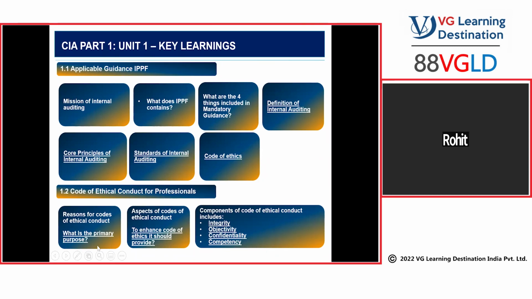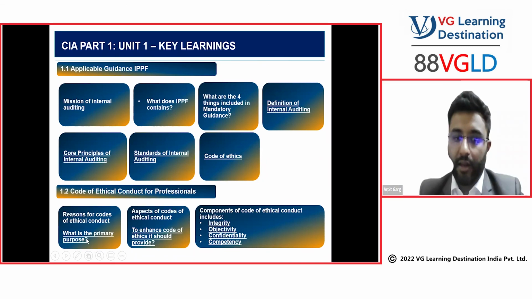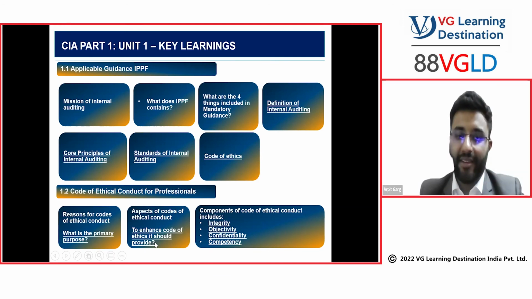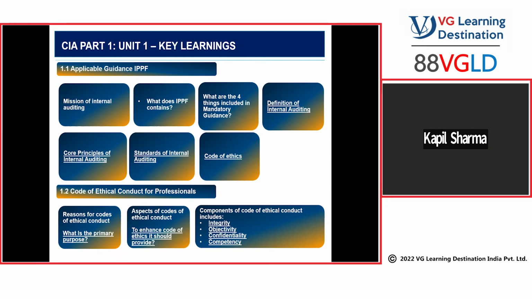So what is the primary purpose of the code of conduct? Promote ethical culture. Right. And to enhance the code of ethics, it should provide disciplinary actions for violators. All right, perfect.